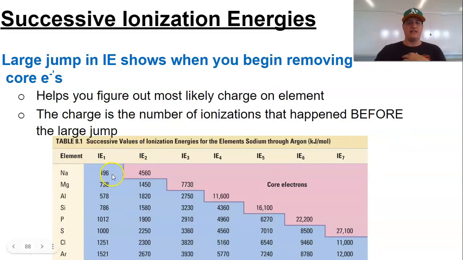So you can see that as you go, aluminum's got 3+, silicon's got 4 electrons, phosphorus has 5, and you can see how this goes down to where even when you get to 7, yes, it's increased, but we haven't started removing core electrons. We've just removed the valence.